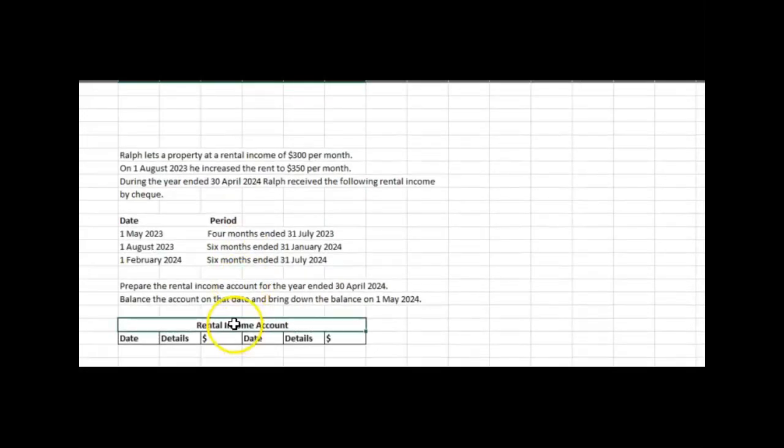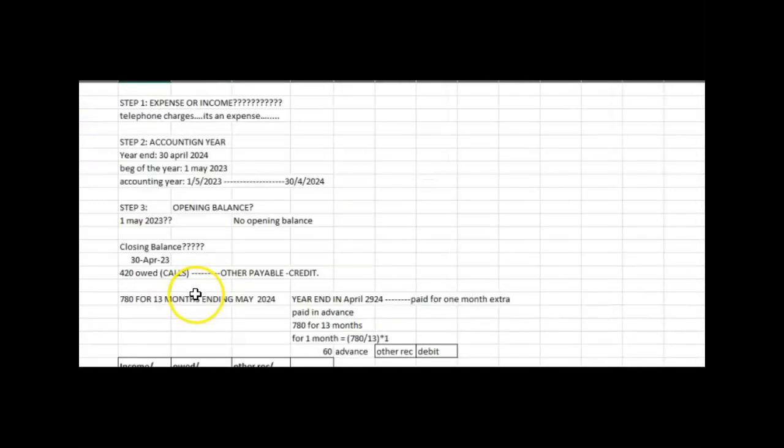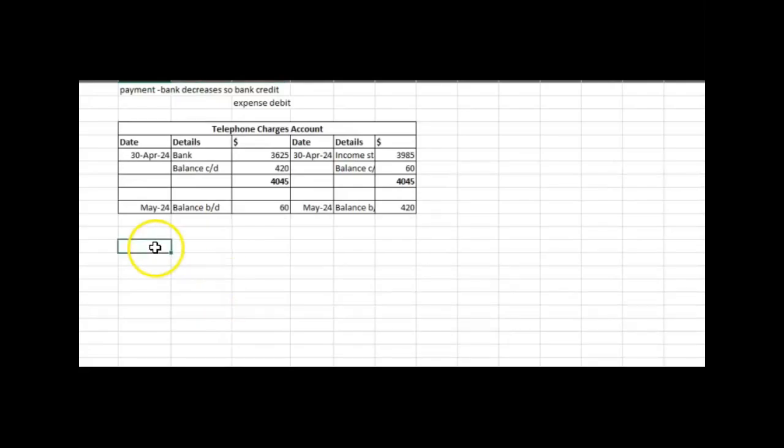Now, let's move to the next requirement, rental income account. You can read here that the rent per month up to July 2023 is $300, and it increased to $350 per month from August. You need this information later in the question. We start with step 1 to figure out if it's expense or income.